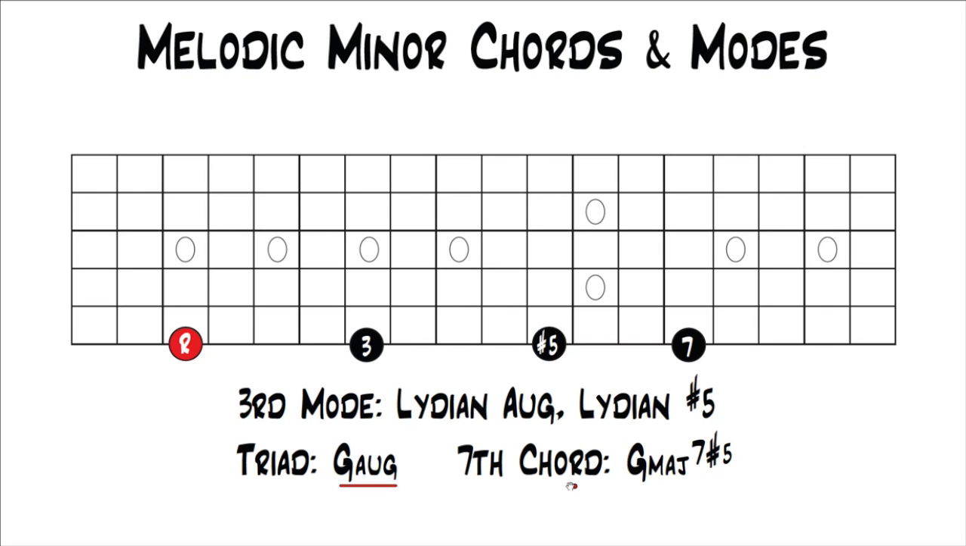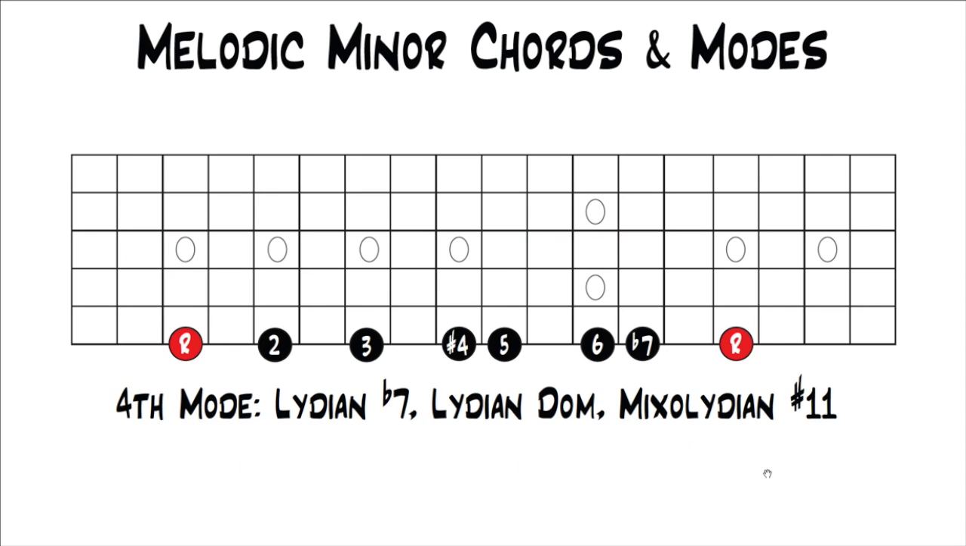And as you can see, the 7th chord that it creates is just a major 7, but instead of a perfect fit that has that sharp 5, and that's where you get G major 7 sharp 5, and that's a really interesting sounding chord, and you'll find it in modern jazz. The next mode, the fourth mode, is the Lydian flat 7, also called Lydian dominant or Mixolydian sharp 11.